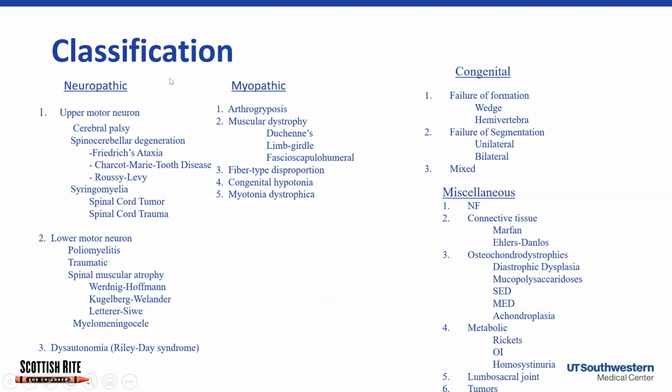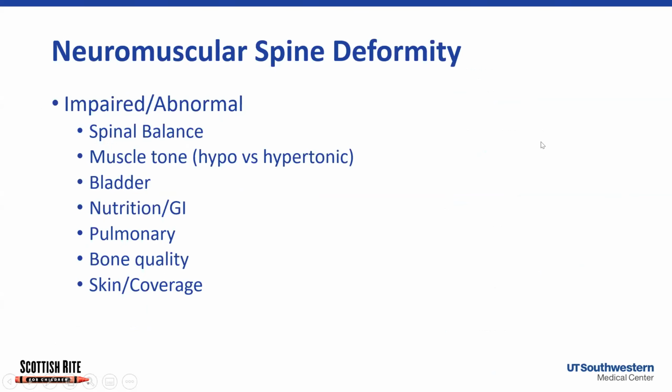Okay, so this is a classification. I think Greg Mencio talked a little bit about this. So we're going to talk about the neuropathic and the myopathic and really focus on CP because it's the most common type of neuromuscular scoliosis we see.